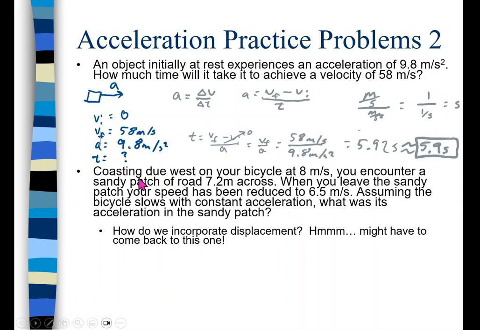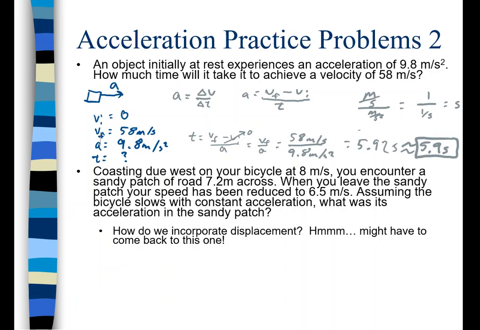Okay, and then finally it says, coasting due west on your bicycle at 8 meters per second, you encounter a sandy patch of road 7.2 meters across. Oh, look at this. We're using displacement. That's interesting. You leave the sandy patch, you're now reduced to 6.5 meters per second. So my initial is 8, my final is 6.5 meters per second. Assuming the bicycle slows with a constant acceleration, what was the acceleration? Oh, this is weird. I don't have time here.